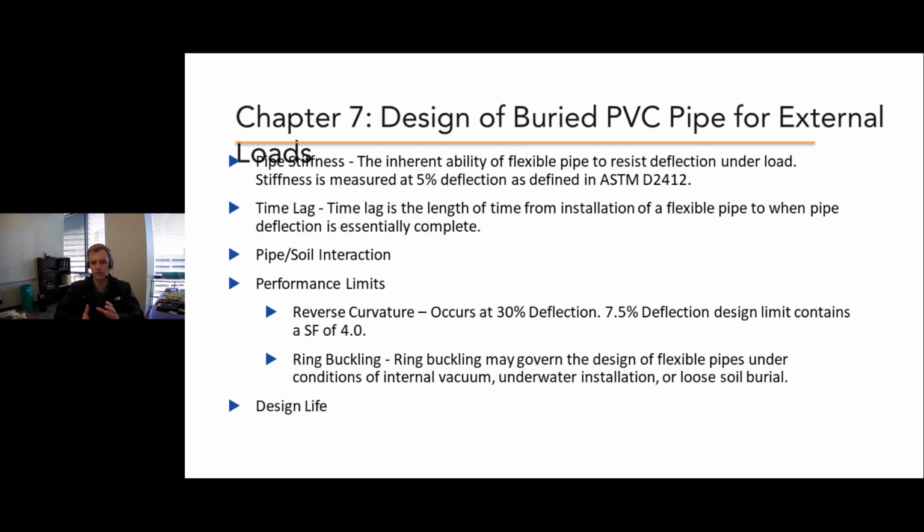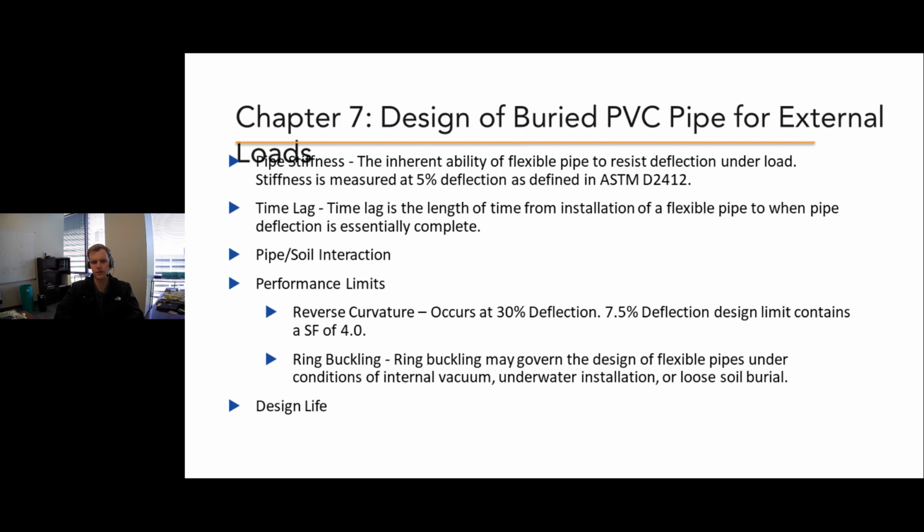And so that reverse curvature, that 30% deflection, isn't a structural failure point. That's just when your flow calculations aren't really going to work. You're no longer going to have a nice round interior section of the pipe because it starts to bend inwards at that point.